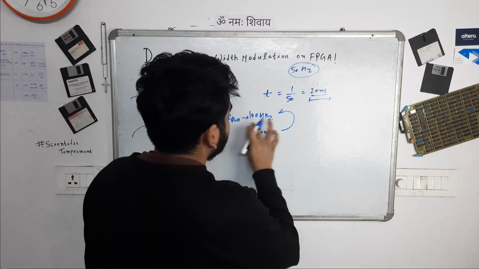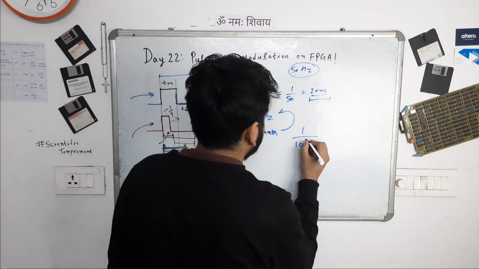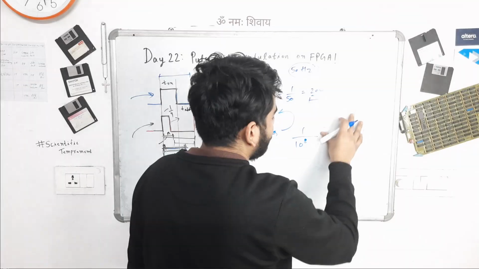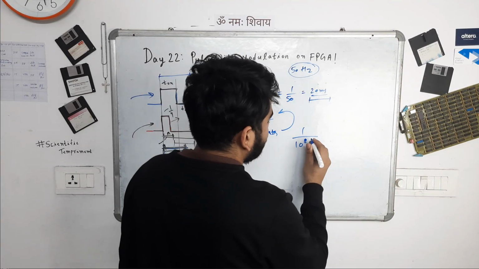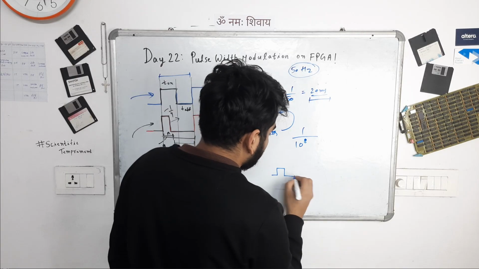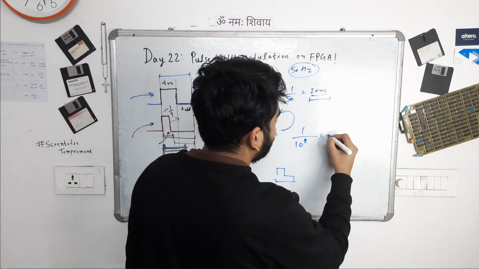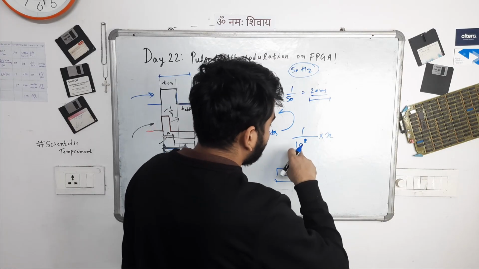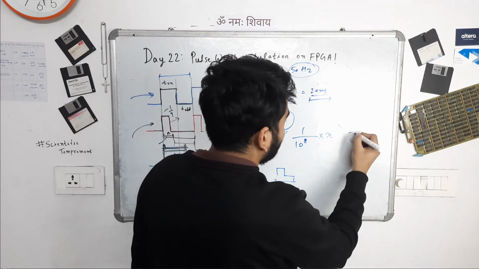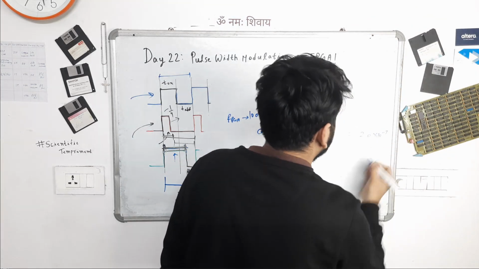So let's see what the time period of this is. It is 1/100 megahertz, which is 1/10 to the power 8 second. This is the time period of the original FPGA clock, that is, one cycle of the FPGA clock, from here to here. If we have x number of cycles, we multiply the time period of one cycle by x, and that gives the original time period, which we require to be 20 milliseconds. So 20 into 10 to the power minus 3 we require, right?